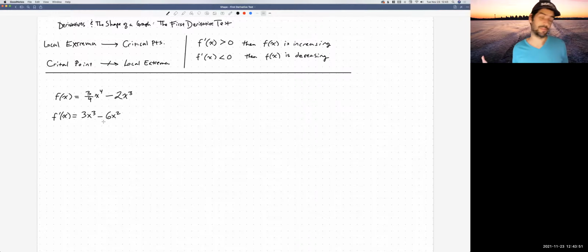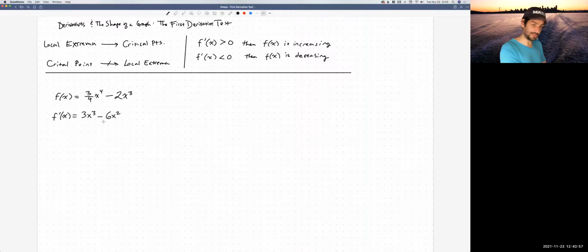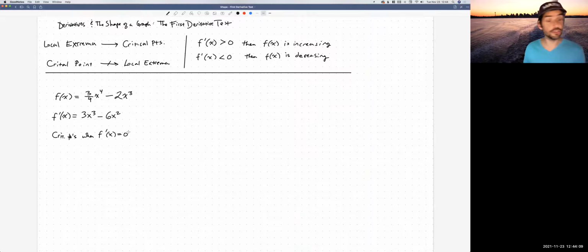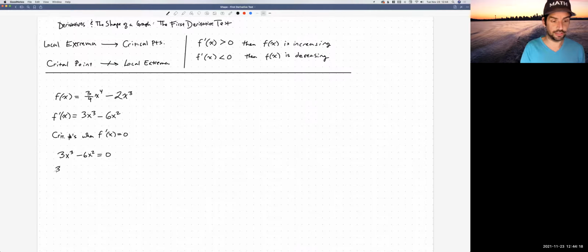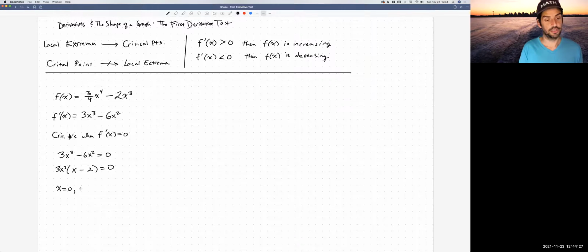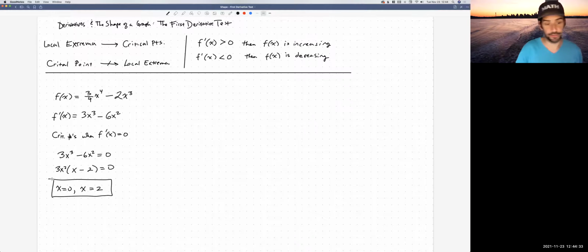I want to find, first of all, it's a polynomial, so the derivative exists everywhere. So remember, critical points are where the derivative doesn't exist or where it's equal to 0. It exists everywhere, so our only option for critical points or critical numbers is when f prime of x is equal to 0, right? The solutions to this equation will give us the critical numbers. This equation can be written by factoring out 3x squared, and we're left with x minus 2. So we have two possible roots, x equals 0 or x equals 2. These are our two critical numbers, okay?